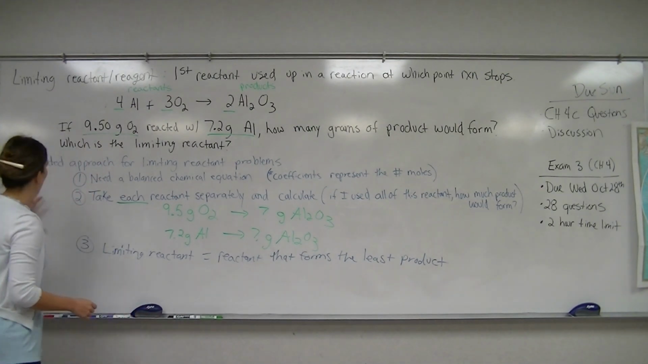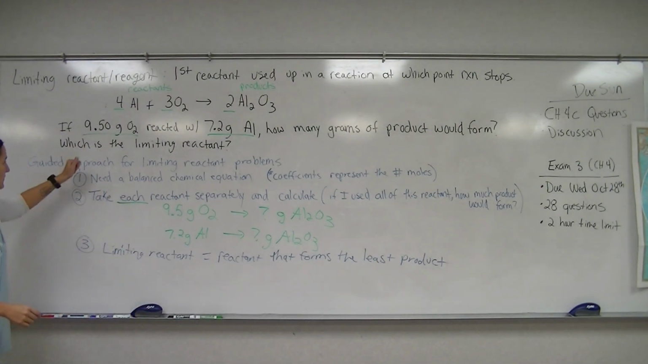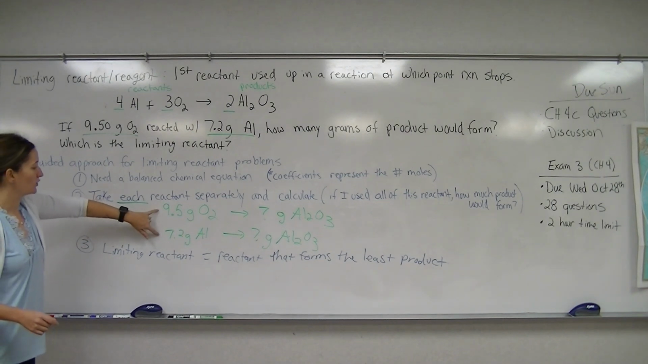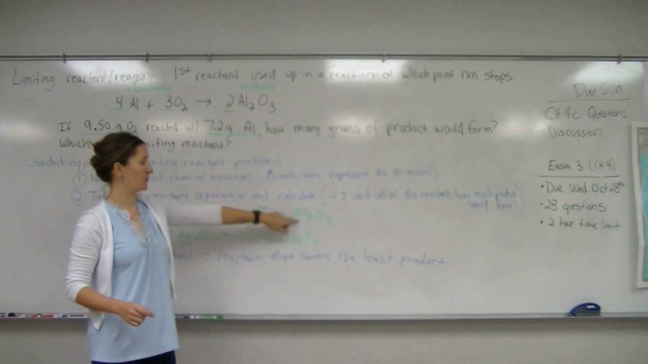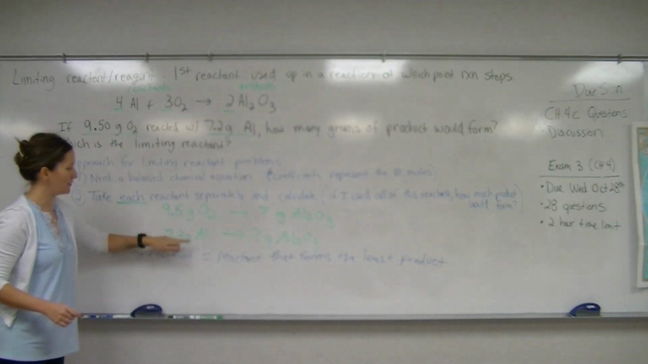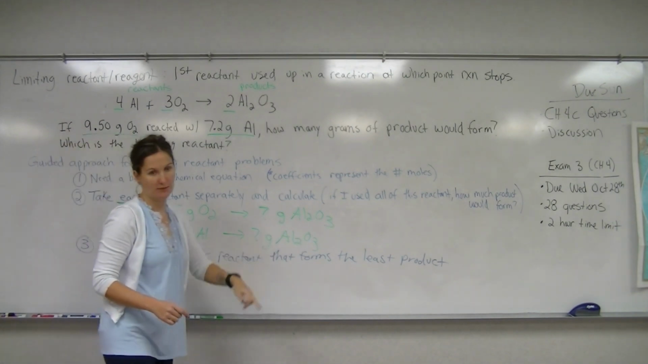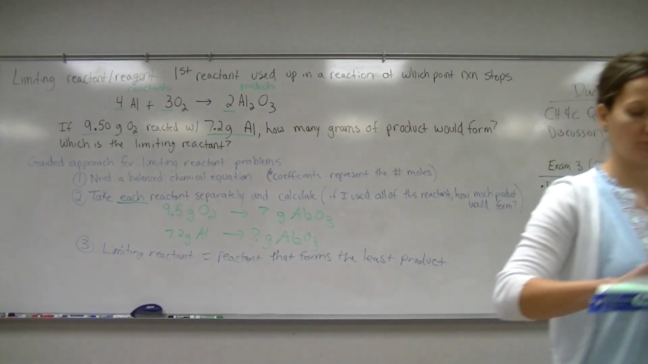All right, I'm going to erase these steps. If you haven't written them down, write them down now, and then we'll solve this. We'll do the calculations going from grams of oxygen to grams of aluminum oxide, and then from grams of aluminum to grams of aluminum oxide.